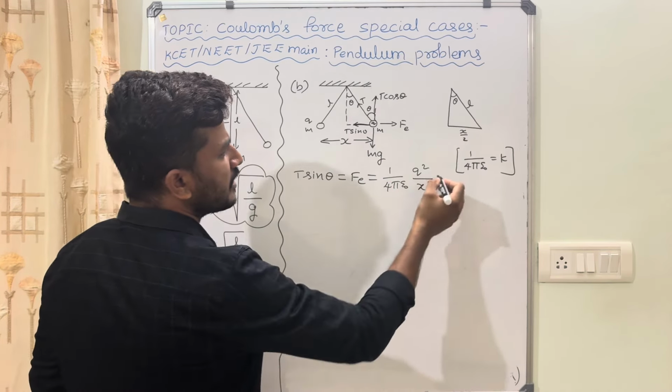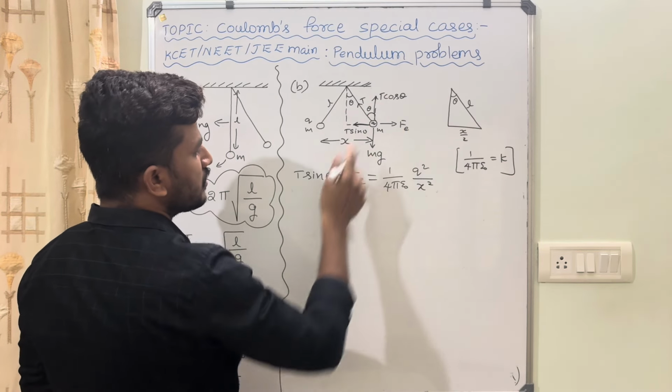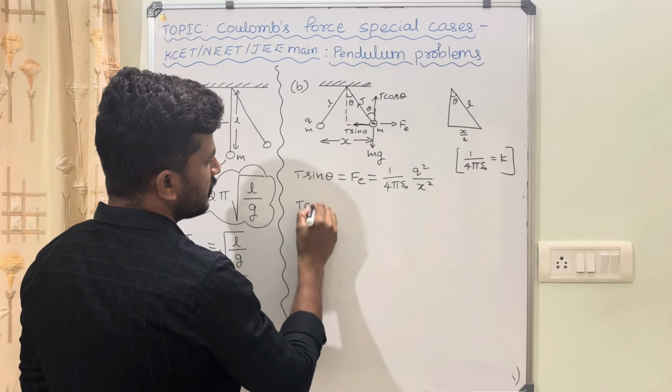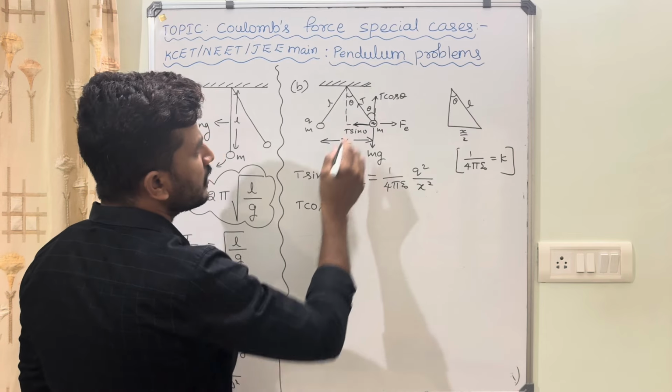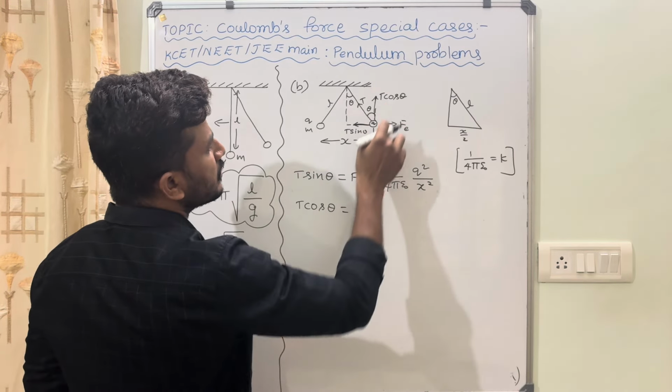If you want to write, you can write it as k. Then one more is T cos theta. T cos theta is equal to mg.